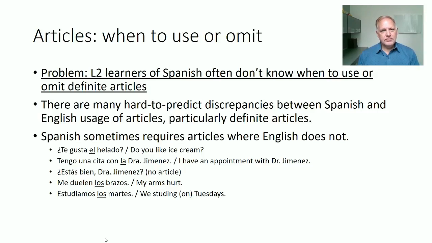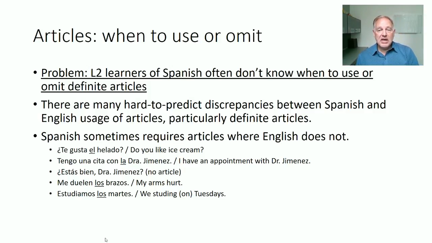Finally, articles, right? When to use or when to omit. The problem is that L2 learners of Spanish often don't know when an article is required, but English might not, and when that article is omitted, but in English you might need it, right? So that's the tricky thing, is that there are many hard to predict discrepancies between Spanish and English use of articles, particularly definite articles. So again, this topic goes along with the theme of sort of translation or relying on L1 structures, right, to help you with your L2, and when that breaks down. This is one of those whens, okay?